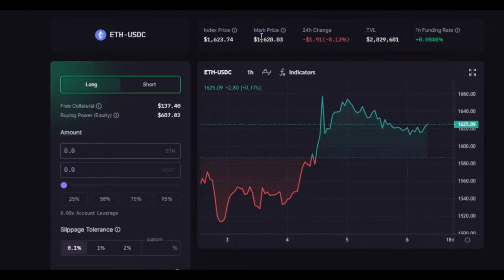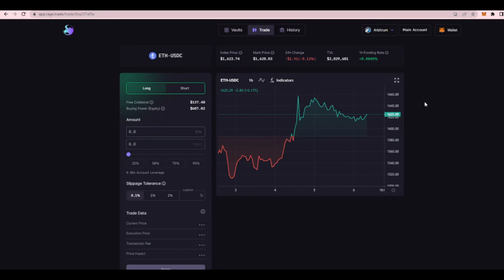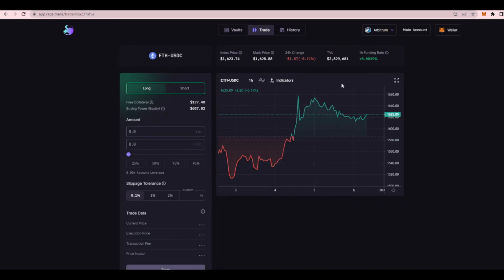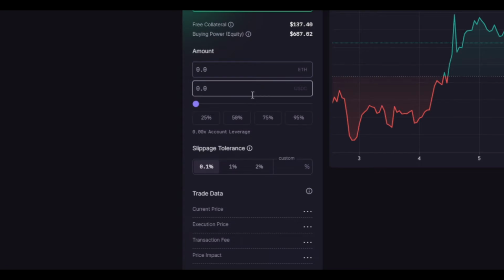But just quickly taking a look at this, of course, you have the basic index price, mark price, 24-hour change, TVL, and funding rates up here. You have basic chart functionality here as well. Nothing too fancy, although I think, for the most part, people aren't really going to use this chart here. They're just going to go to TradingView and use that to do any of their charting, where they might just use Rage Trade as somewhere to execute a trade. So we'll go into this. Let's place a trade for 100 USDC.